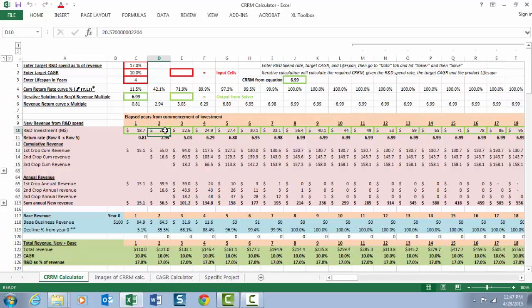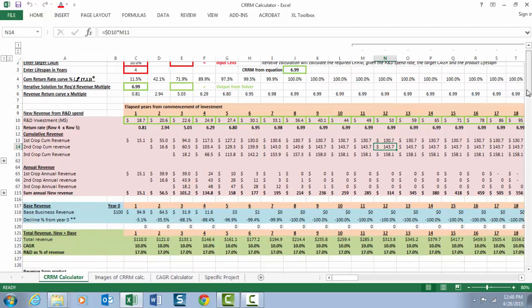In year 2 we spent 20.6 million. That ultimately goes on to achieve 143 million of cumulative revenue, which is 6.99 times the 20.6, etc. So as we introduce each successive crop of products here, this is the cumulative revenues they achieve. Below that we show the annualized revenue that they achieve, just simply subtracting the cumulative from the prior year. But notice that the equation is fully solved.